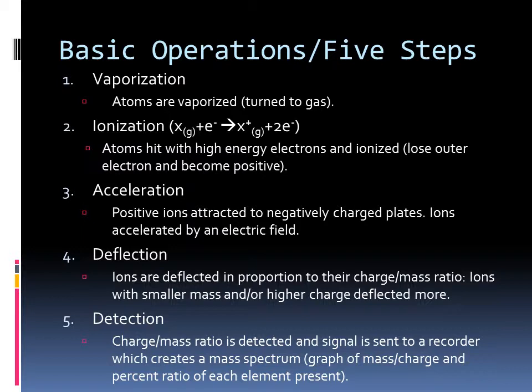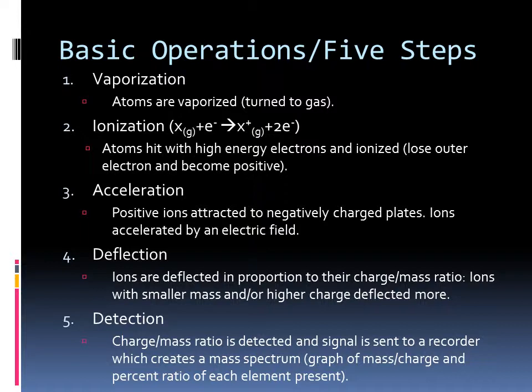Step 1 is vaporization, where the atoms are converted into a gaseous state. Step 2 is ionization, where the isotopes of our elements lose electrons from their atomic shell and become positively charged. To do this, the atoms are hit with high-energy electrons. This step can be summed up with the equation X gas plus an electron equals X+, or ionized X, plus 2 electrons.